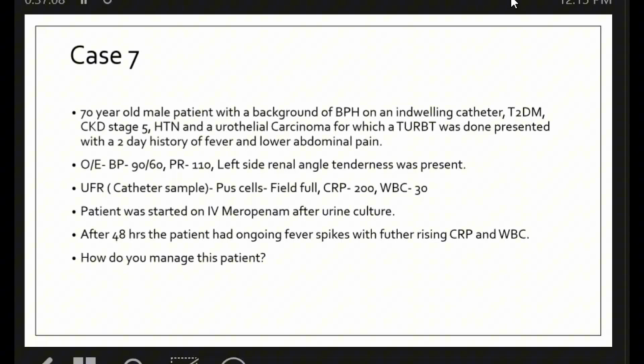The UFR taken from the catheter was full of pus cells, with leukocytosis. Given all this bad history, we started meropenem after urine culture. After 48 hours, the patient has ongoing fever, and CRP and white cell count are still elevated. How do you manage this patient? Complicated, this diabetic with a previous history of recurrent indwelling catheter.